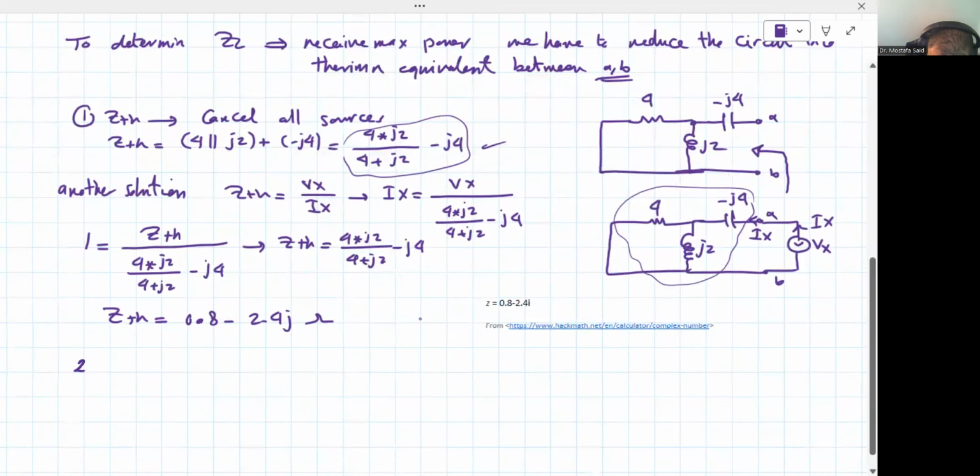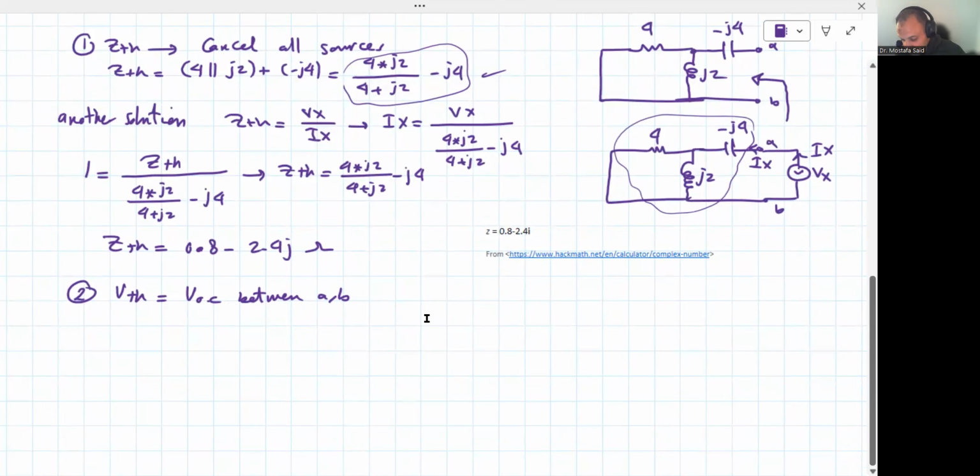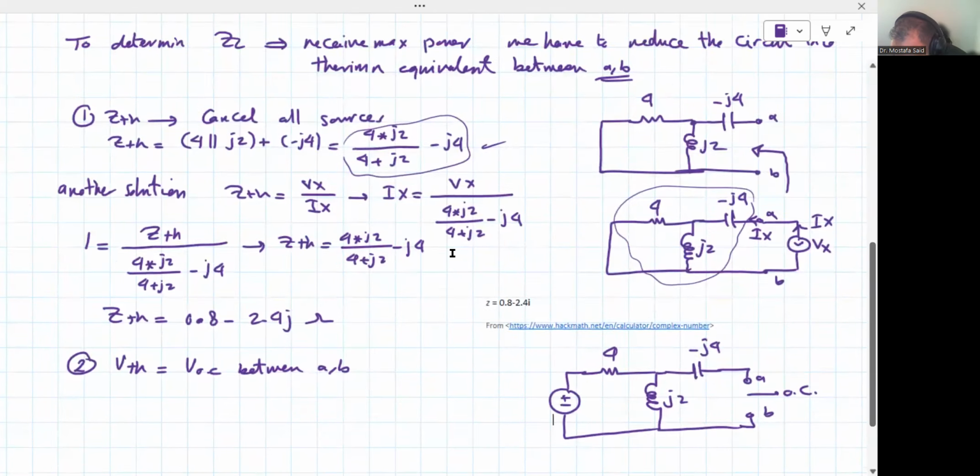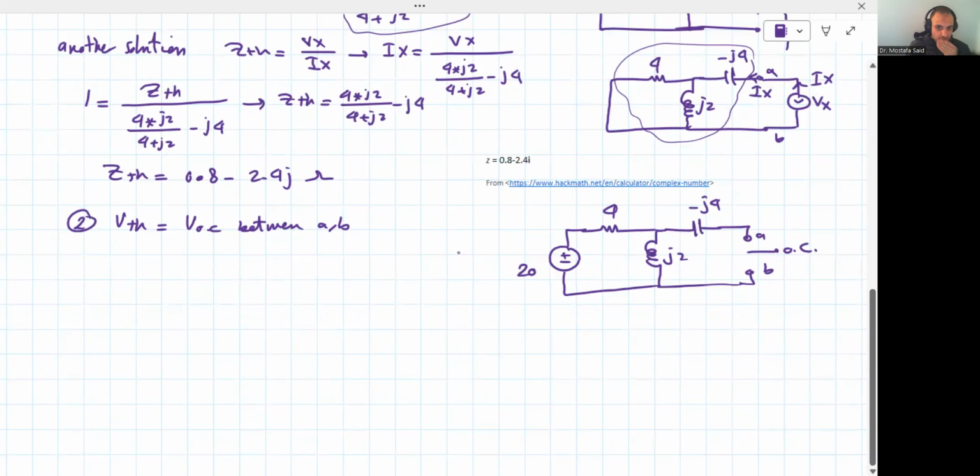Compared to my solution, yes, it's correct. Good. Number 2: V Thevenin. V Thevenin is the open circuit voltage between A and B. So we're going to keep the sources. We have the minus j4, and now here is A, here is B, and that's open circuit. Important. Here we have j2, here we have the 4 ohms, here we have our source. And our source was 20, 20 angle 0 is just 20, no phase difference, basically. And that's open circuit.